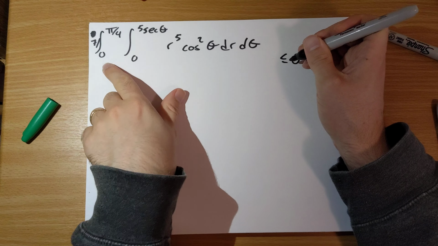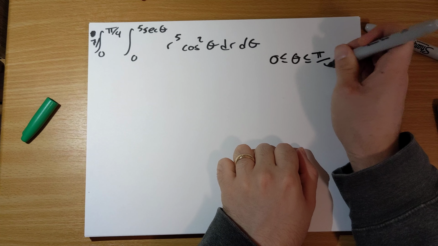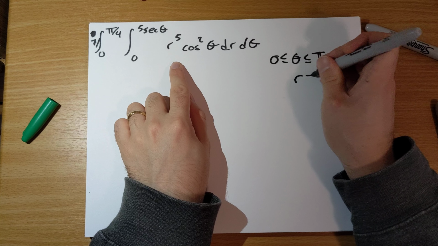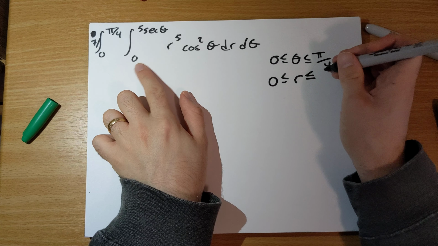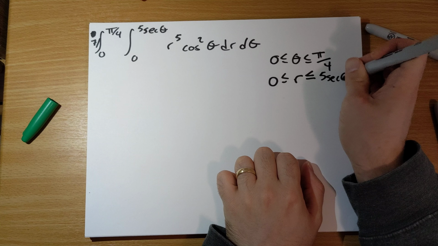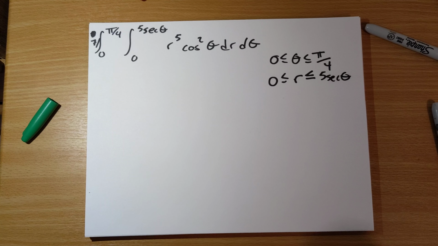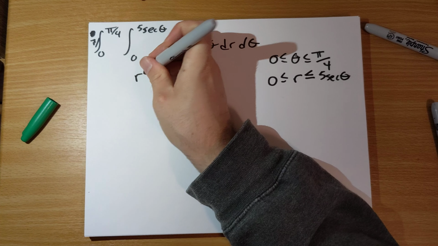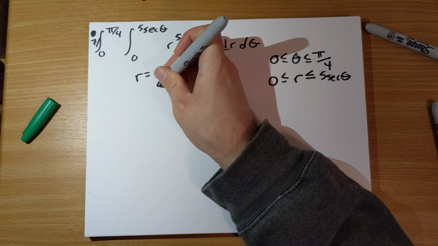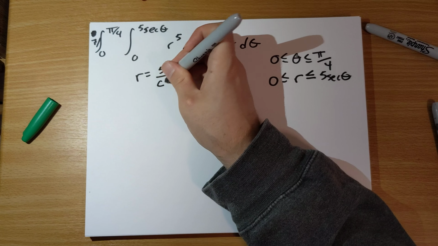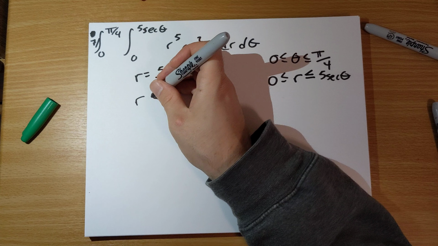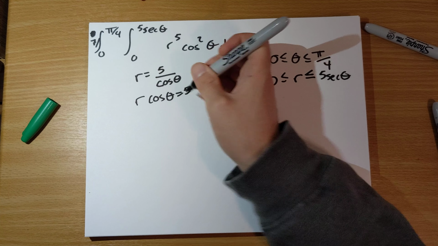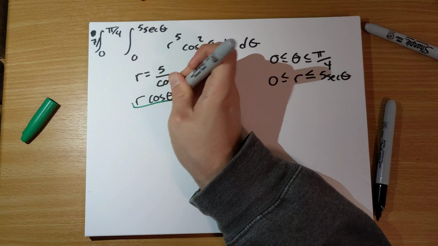Okay, so what's going on here? Theta runs from 0 to pi over 4, and r runs from 0 to 5 secant theta. Something we know we're going to need is theta is 0, theta is pi over 4, r is 0. I think we know what all of that looks like. What does r equals 5 secant theta mean? Well, 5 secant theta is 5 over cosine theta. We cross multiply. Our cosine theta is equal to 5.